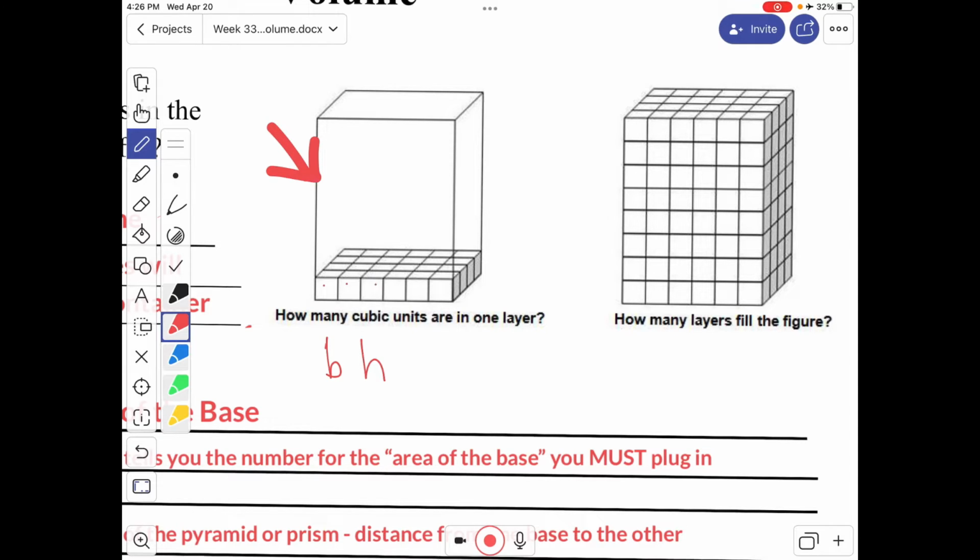So we could count 1, 2, 3, 4, 5, 6 times 1, 2, 3, 4. So 6 times 4 would mean that this layer right here is 24 square units. Well, then that means this layer is 24 square units. This layer is 24 square units, and this layer is 24. Each layer is 24 square units, and it's 8 units tall. So if I multiply the area of the base times the height, then I'll know the volume of the entire container.